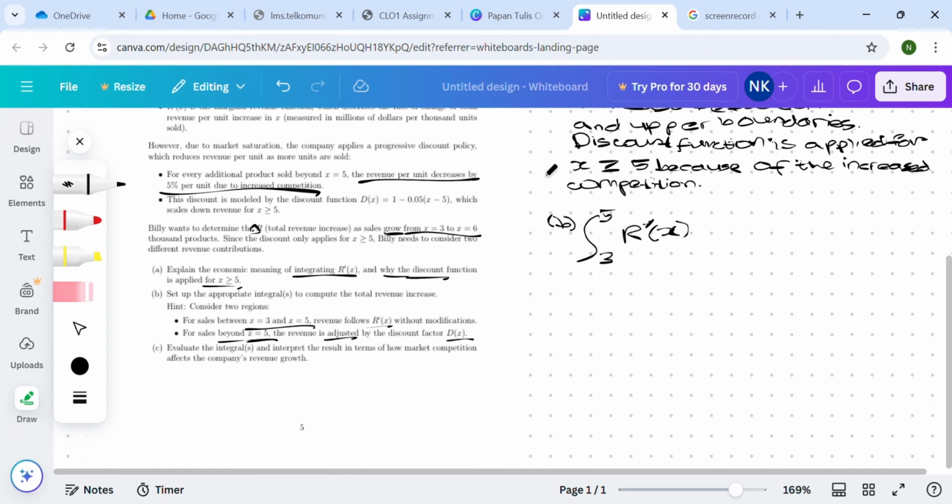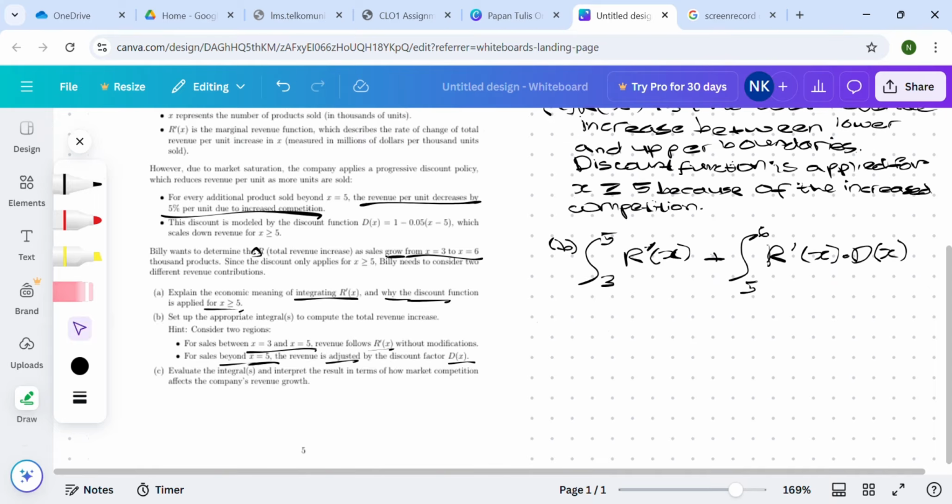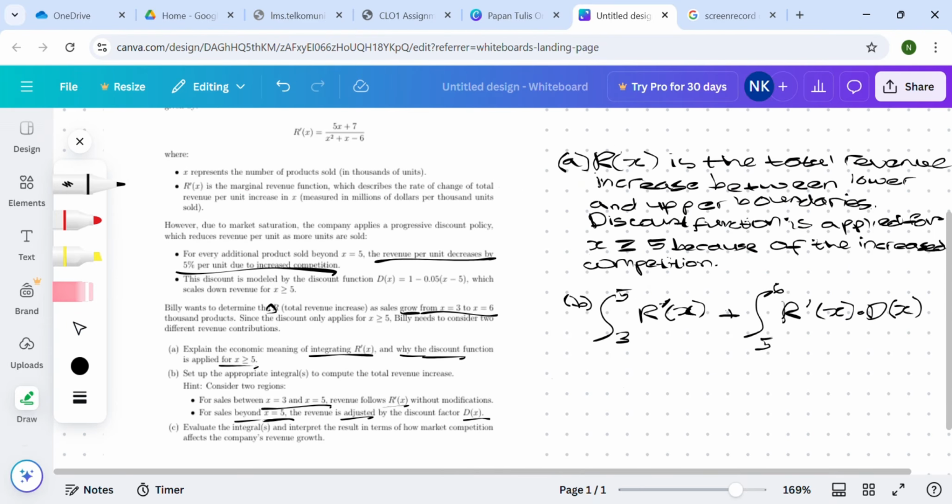Because we need to count the total revenue increase, we also need to add from 5 and beyond. From 5 to, since it's asking for total revenue increase as sales grow from x = 3 to x = 6, the upper boundary in this case is 6. And because it is adjusted by the discount factor, that means R'(x) times d(x). Now, we can see that R'(x) in this problem is equal to this, right?